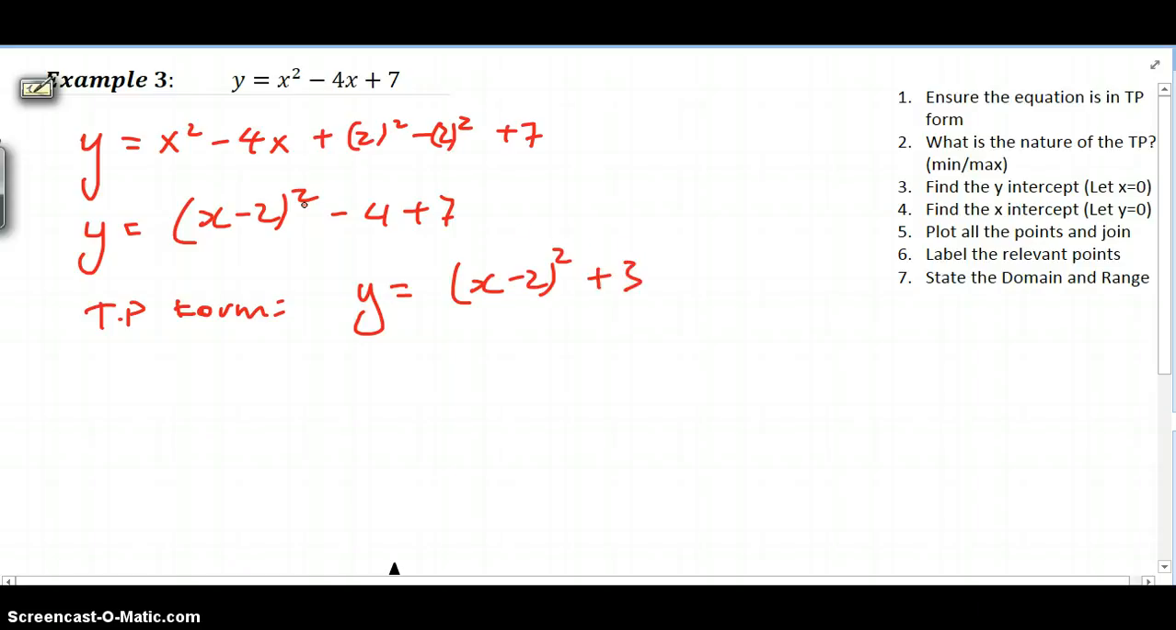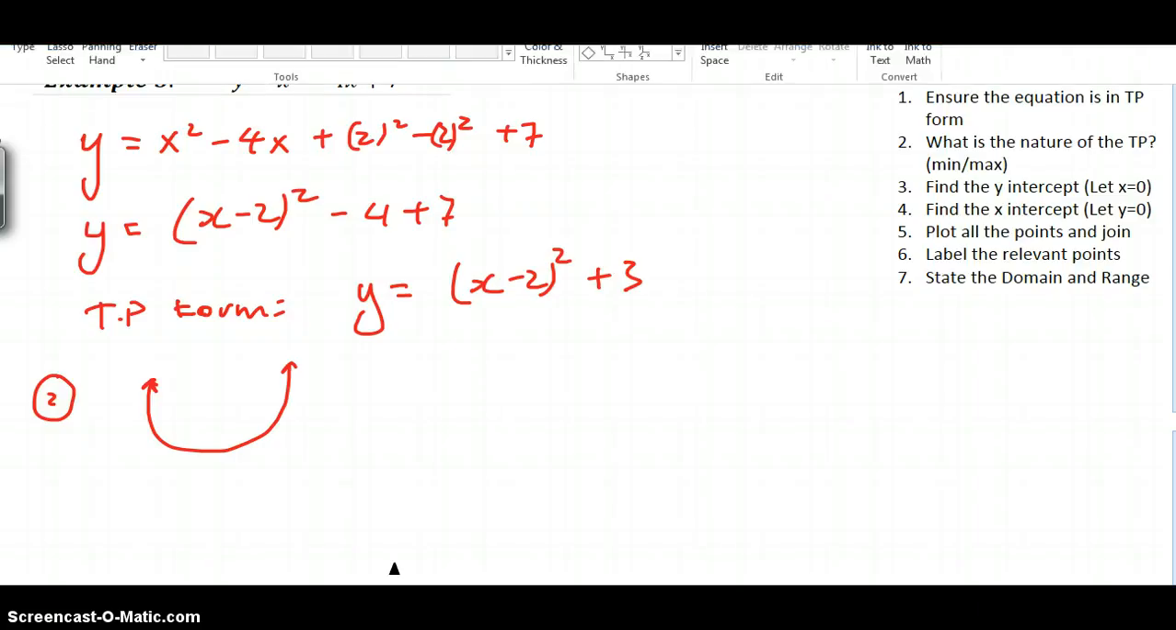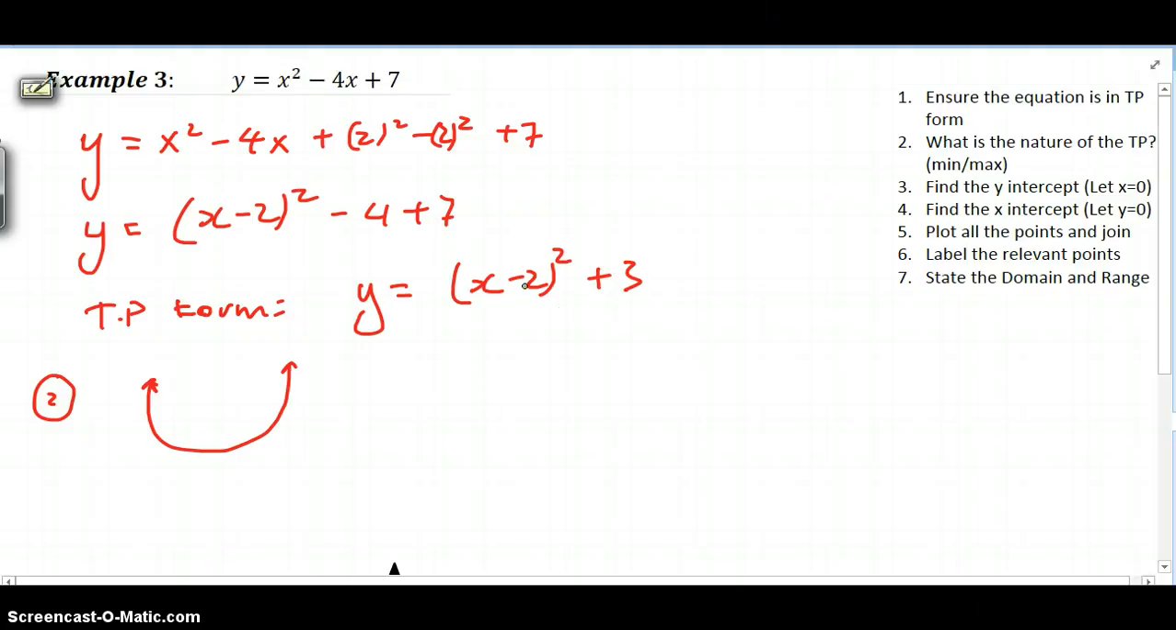So from here, let's look at the next part. What is the nature of this point? It has a positive a value, so therefore the parabola will be positive, a U-shape. And if we have a look at the turning point, in this case it is just the flip sign, so that becomes positive. So positive 2, 3. So the turning point will be at (2, 3).